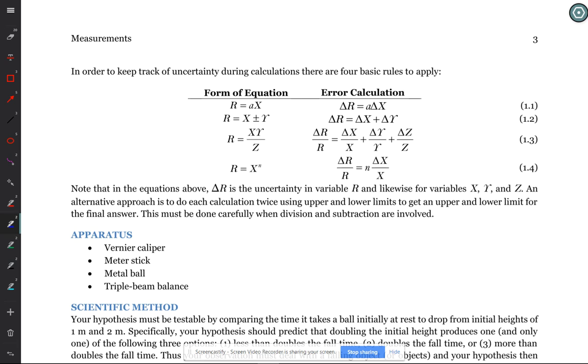On that third one going down, why doesn't it matter if they're in the numerator or denominator? Because multiplication and division are fundamentally the same thing. Division is just multiplying by the reciprocal. Okay, so that's why. Because it's still the same percent uncertainty then.